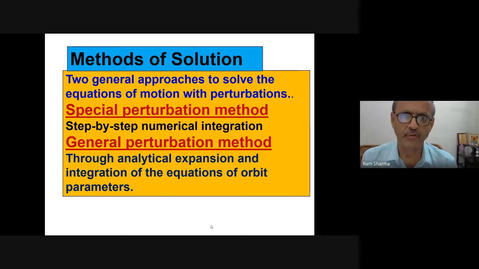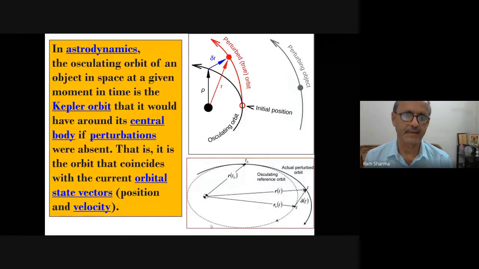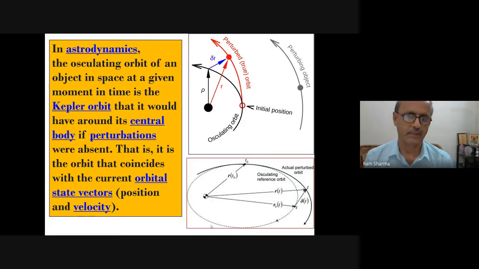So in astrodynamics, the osculating orbit of an object in space is at a given time. We assume that there is no perturbation, so you take position and velocity and convert that. So you get the orbital elements that we have studied in one of our lectures, how to convert position and velocity into orbital elements, where 5 are constant, and the 6th one, the eccentric anomaly or the true anomaly or the mean anomaly, only that will change. That is called the fast variable. That only changes with time, because with time something has to change. So all the other 5 are constant.